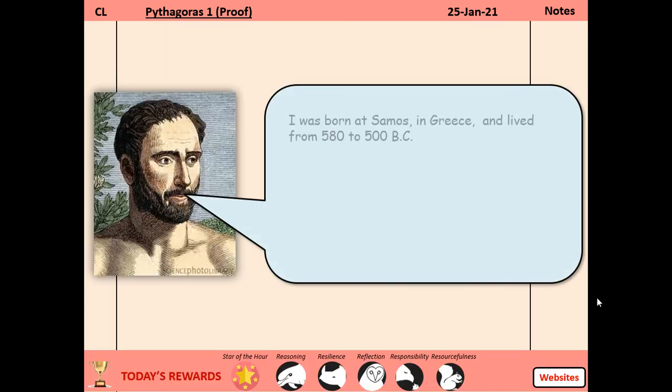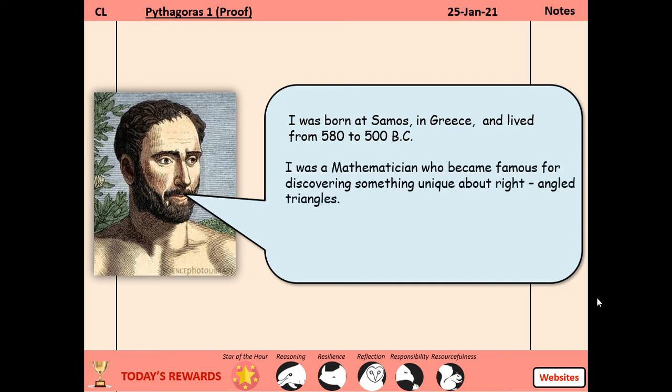Okay, so looking at that proof of Pythagoras, what does this guy say? I was born at Samos in Greece. I lived from 580 to 500 BC. I was a mathematician who became famous for discovering something unique about right-angled triangles. Now you're going to try and find out what I discovered. Don't need to know about this person, but let's try and understand what the Pythagoras is about.